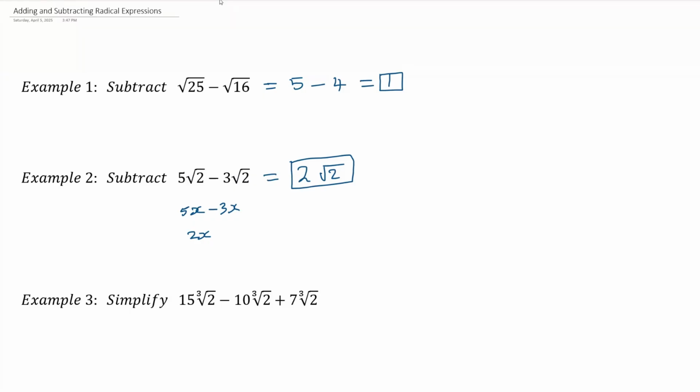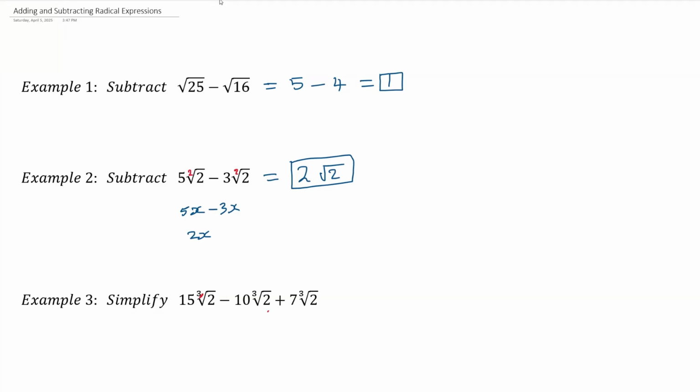Okay, for example number 3, we said simplify 15 times the cube root, right? When there's a number here other than 2, you have to put the number. So this one is square root. There's a 2 there, but we just don't write it, right? So this one is cube root of 2. So 15 times the cube root of 2 minus 10 times the cube root of 2 plus 7 times the cube root of 2. So notice that they all have cube root of 2.